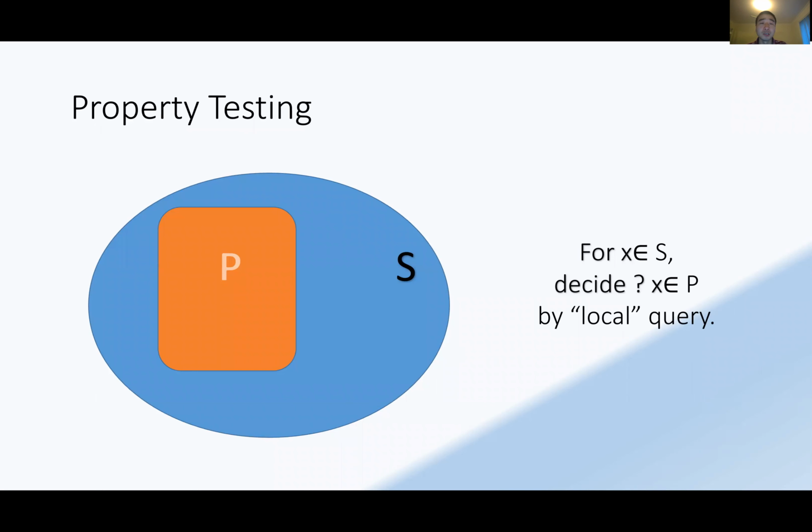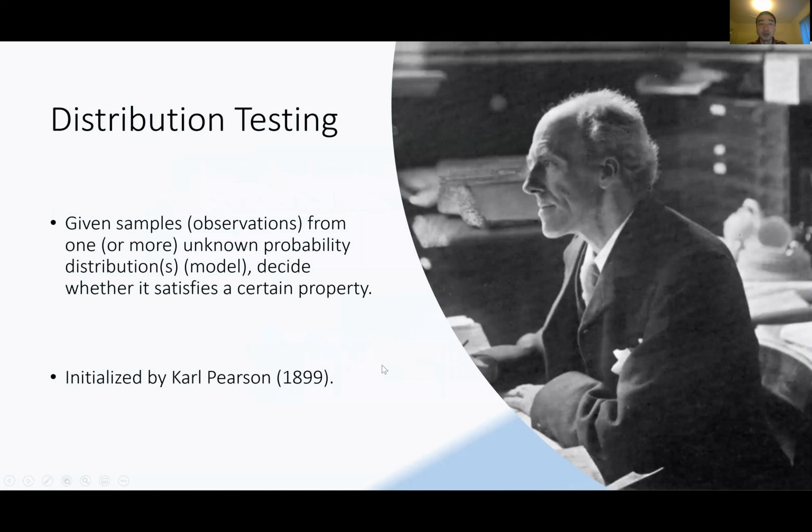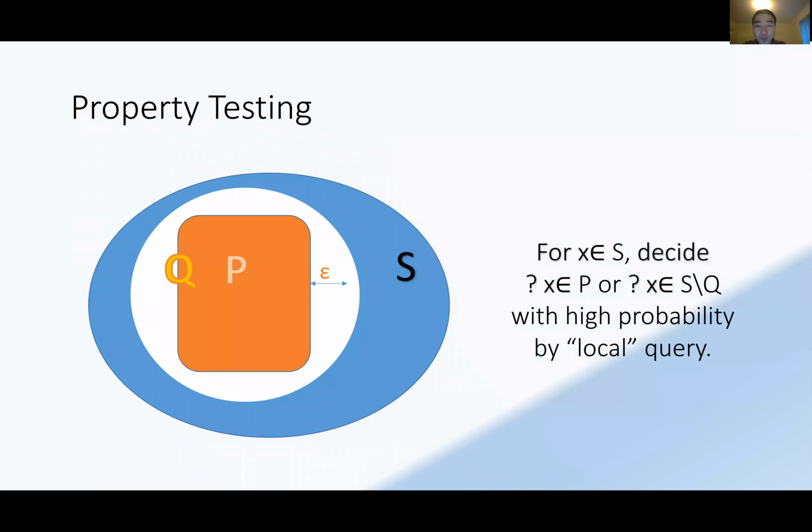Property testing considers the following question. For X in S, we want to decide whether X is in P or not by local queries. Distribution testing was initialized by Karl Pearson in 1900, who considers the question that given samples from one or more unknown probability distributions, we want to decide whether it satisfies a certain property or not. Formally, for X in S, we want to decide whether X is in P or X is in S minus Q with high probability.